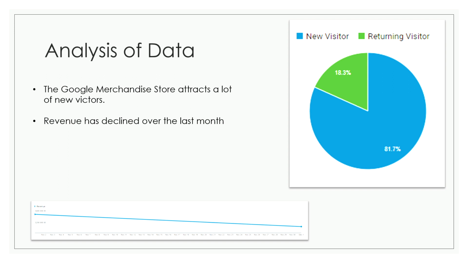So when I did my analysis of the data, as you can see, I have a lovely chart right here. It shows that the Google Merchandise Store attracts a lot of new visitors compared to returning visitors on a daily basis. But revenue has declined over the last month, so that really interests me because of how many new visitors they've been getting, and how revenue has been decreasing.